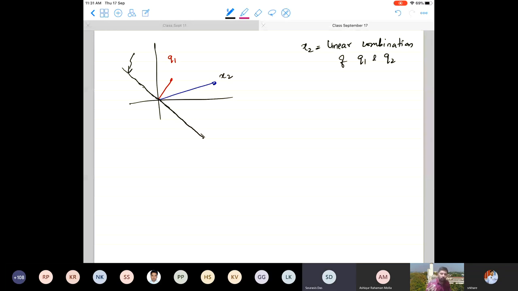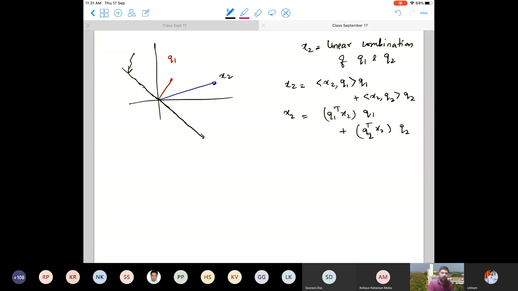Because q1 and q2 are orthogonal, what is it that we know? The linear combination is basically x2 transpose q1 into q1 plus x2 transpose q2 into q2. Or if you want to write it as q1 transpose x2 into q1 plus q2 transpose x2 into q2. Correct? That's the linear combination that you have. Do you agree?